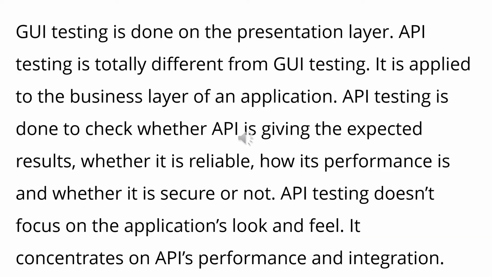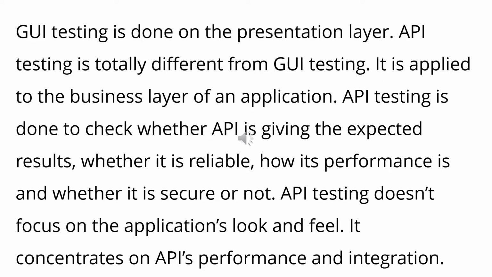GUI testing is done on the presentation layer. API testing is totally different from GUI testing. It is applied to the business layer of an application. API testing is done to check whether API is giving the expected results, whether it is reliable, how its performance is, and whether it is secure or not.